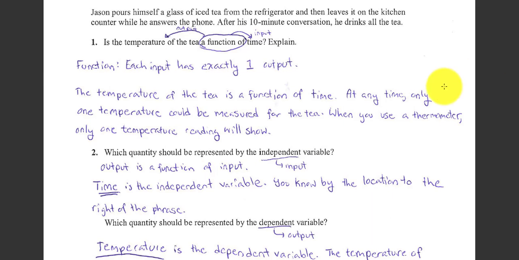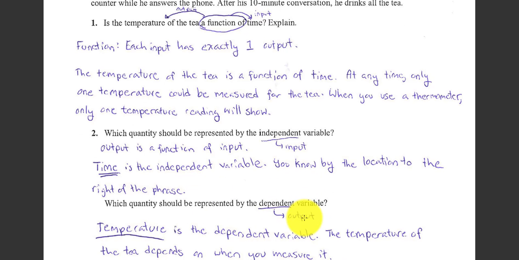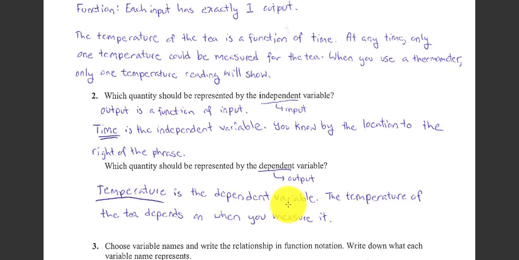All right, so the independent variable, the input, is going to be the time, and the dependent variable, or the output, would be your temperature, okay? The temperature depends on the amount of time.